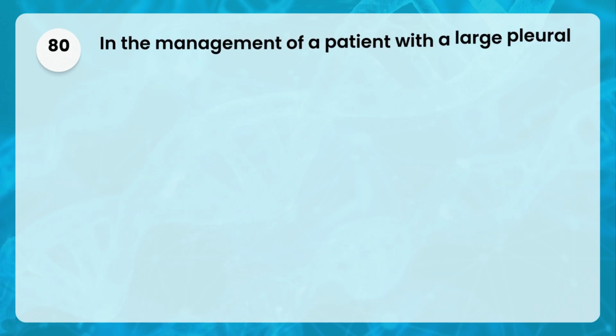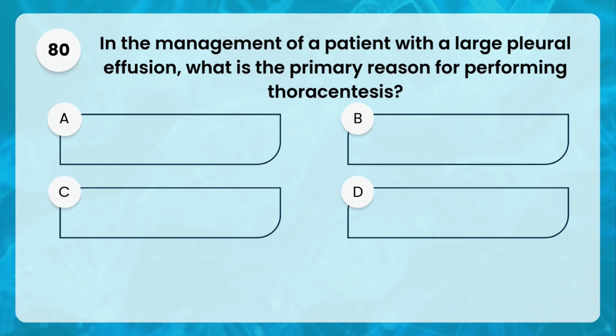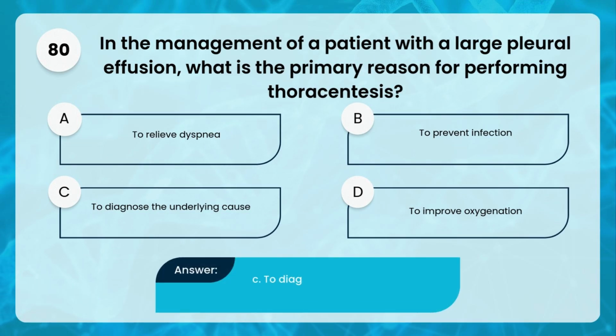Number 80. In the management of a patient with a large pleural effusion, what is the primary reason for performing thoracentesis? A. To relieve dyspnea. B. To prevent infection. C. To diagnose the underlying cause. Or D. To improve oxygenation. The answer is C. To diagnose the underlying cause.